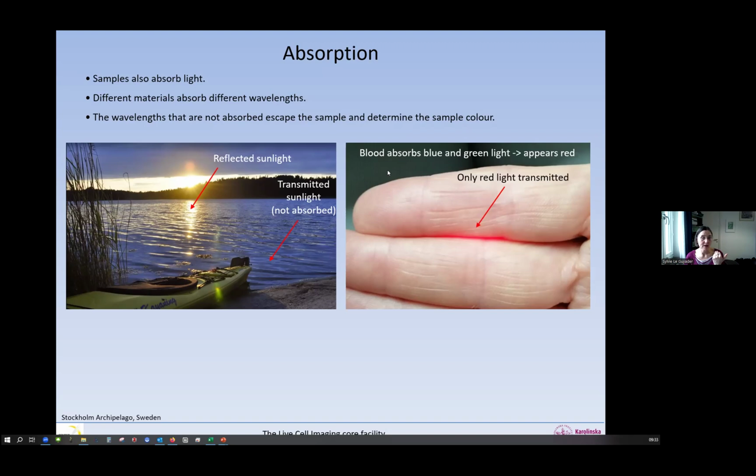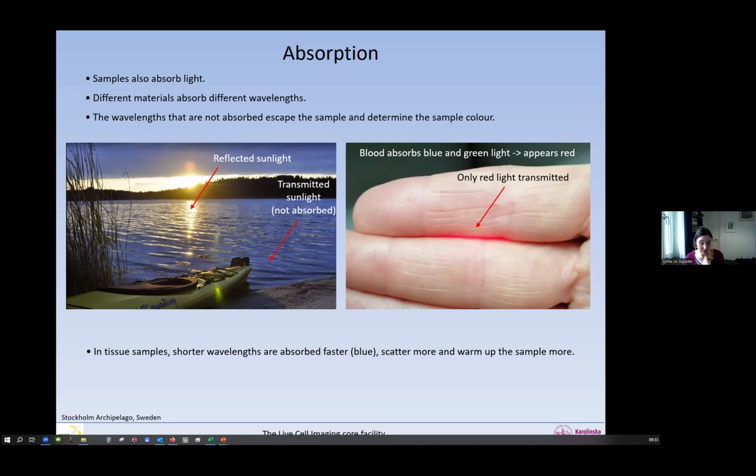This is because my blood absorbs all the blue and green light. And so what is left is red, and this is what comes out on the other side, and this is why I see that as red. Okay? So in tissue samples, the shorter wavelengths, so blue, are absorbed faster.